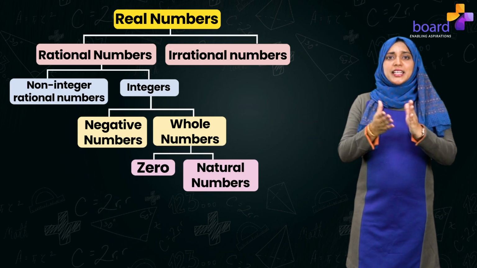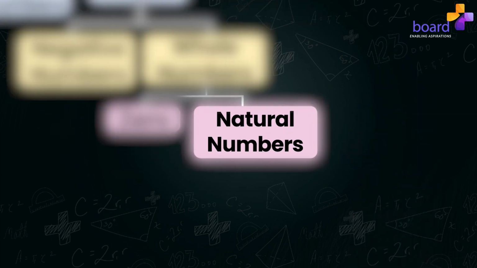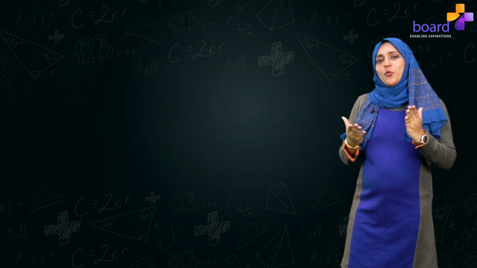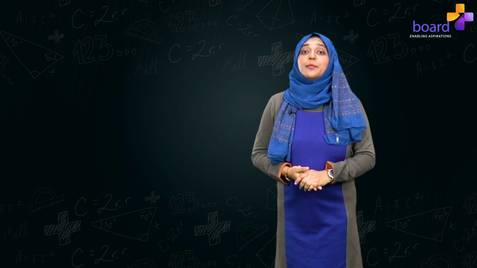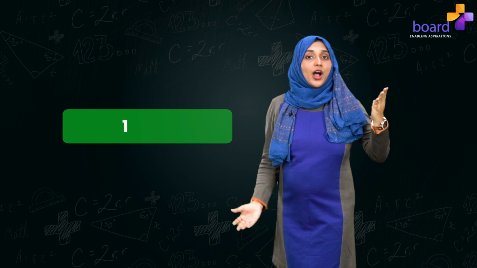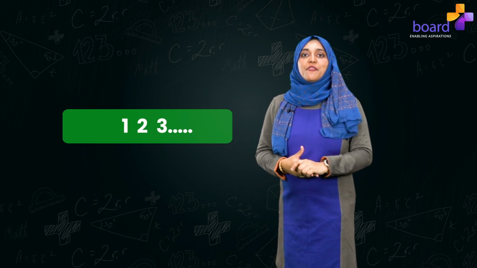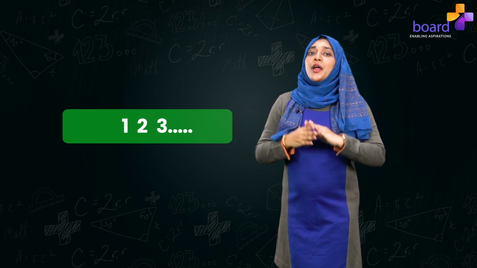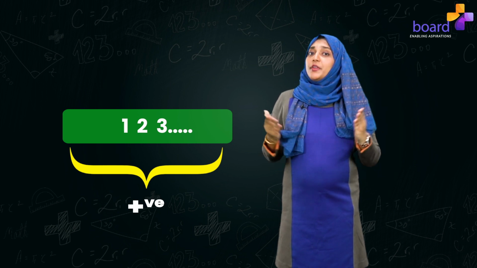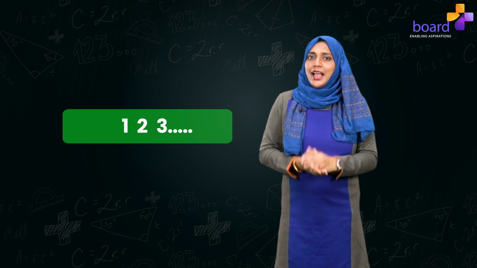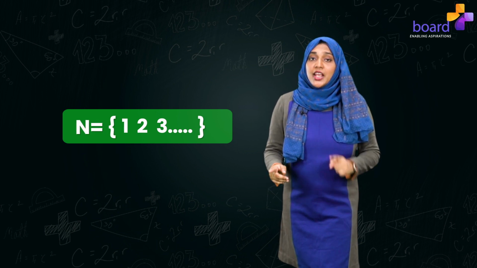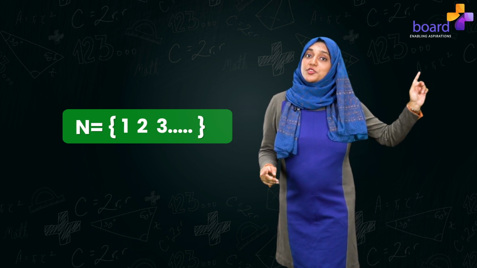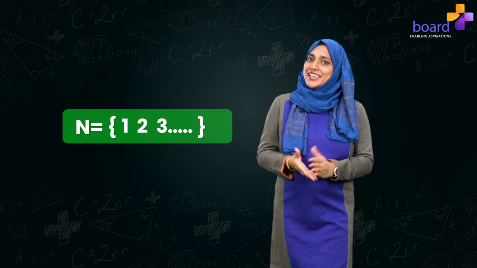So let me explain you from the bottom, natural numbers. So basically, what are natural numbers? Natural numbers are nothing but counting numbers just like 1, 2, 3 so on up to infinity. And these are positive numbers because we can't count negative terms. And we denote natural numbers with capital letter N equal to 1, 2, 3 so on up to infinity. That's it. It's simple.